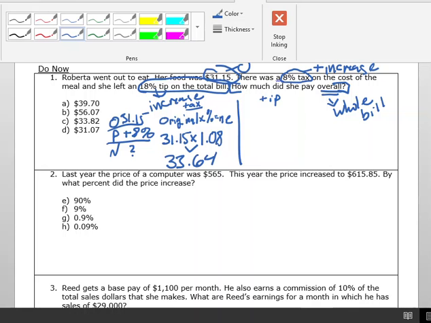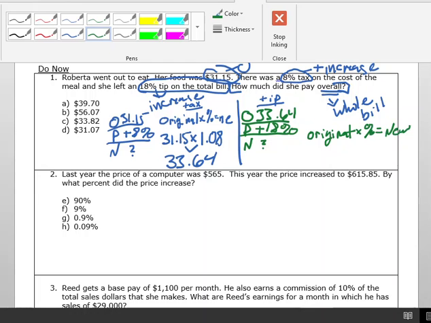Now, that's not what I'm looking for. What I'm looking for is how much she pays, including the tip. So I have a new OPN chart. I'll do this in a different color. OPN. All right. So my new total is $33.64 plus 18%. And then that's going to give me my total bill. So I'll do my original times my percent, and it's going to equal my new bill.